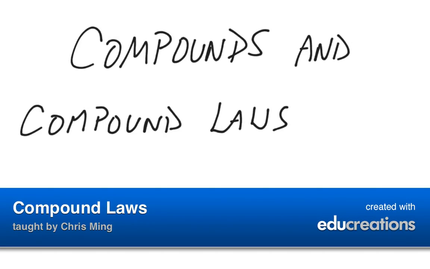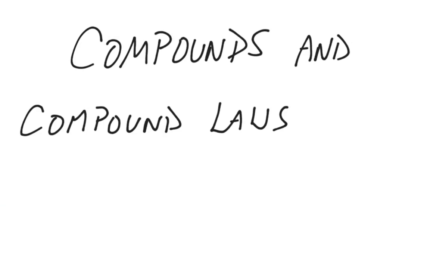There are over 24 million compounds that we know of now. And of those 24 million compounds, they're all formed in a similar way. It's all a chemical combination of two or more elements. There are a couple different laws that we need to know about when we're talking about compounds.